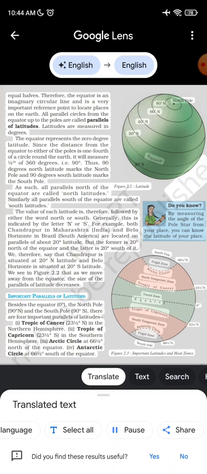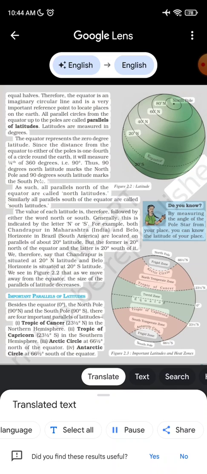Latitudes are measured in degrees. The equator represents a 0-degree latitude. Since the distance from the equator to either of the poles is 1/4 of a circle round the Earth, it will measure 1/4th of 360 degrees, i.e. 90 degrees. Thus, 90 degrees north latitude marks the North Pole and 90 degrees south latitude marks the South Pole.